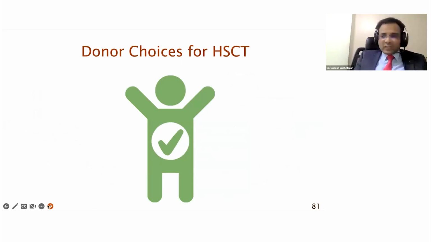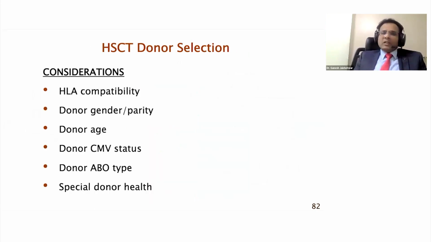Now coming to the donor choices for hematopoietic stem cell transplant, there are various parameters we think of. The most important is HLA compatibility, donor gender, parity, age, CMV status, ABO grouping, and special donor health issues.